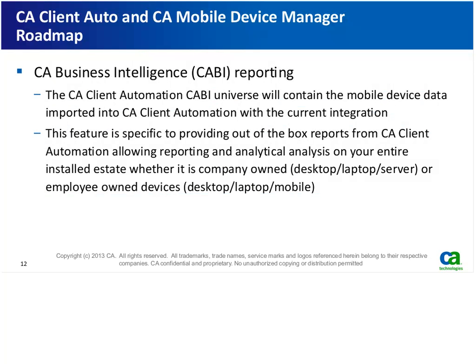and servers. What this feature is specific to is providing out-of-the-box reports from CA Client Automation that allows the reporting and analytical analysis on your entire estate. So although you're able to make custom reports right now to do this, we would like to make that very much easier for you. When you install CABI, you would be able to take advantage of these out-of-the-box reports to do your analysis.